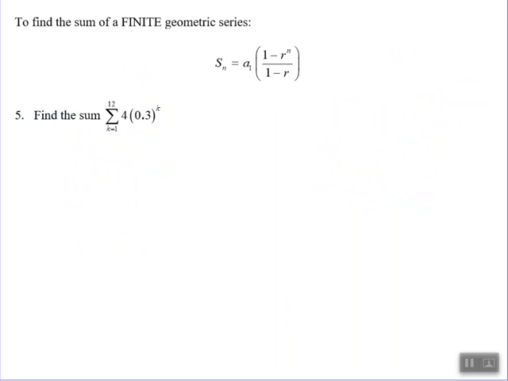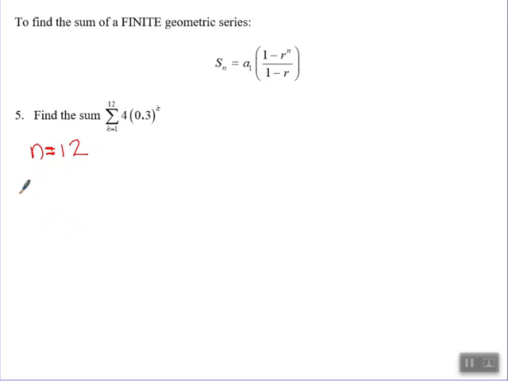Now, let's take a look at the sum of a finite geometric series. We have our general formula, which is that the sum is the first term times 1 minus r to the n over 1 minus r. So we want to find the sum for this given sigma notation. Since we are going from k equals 1 to 12, we know that we are adding up 12 terms.